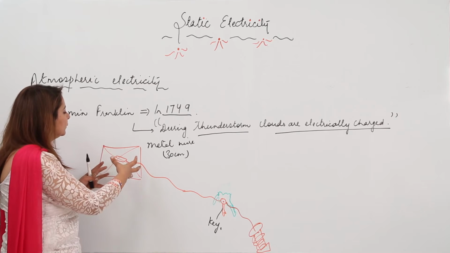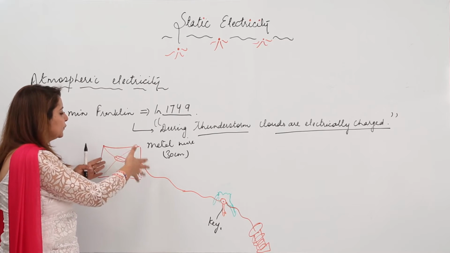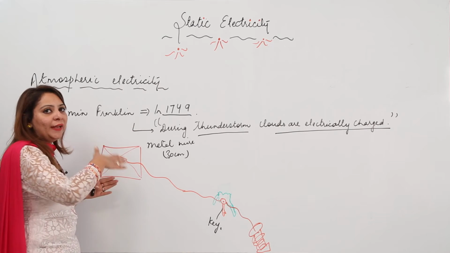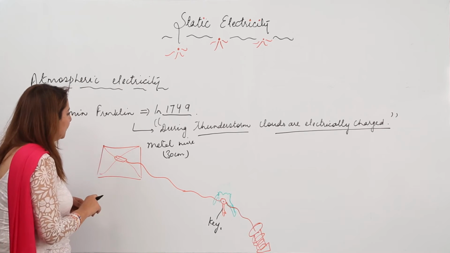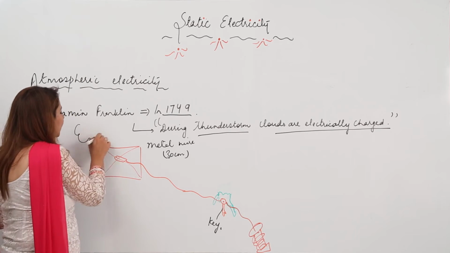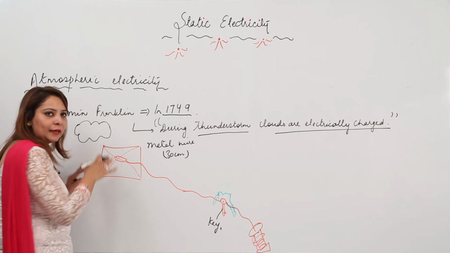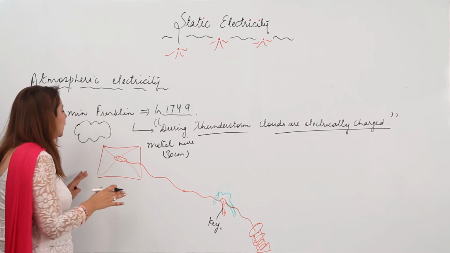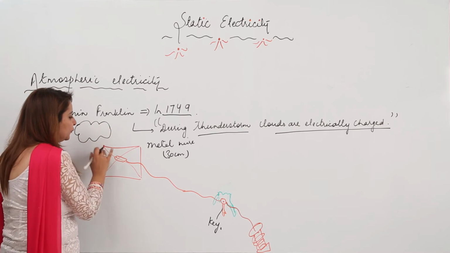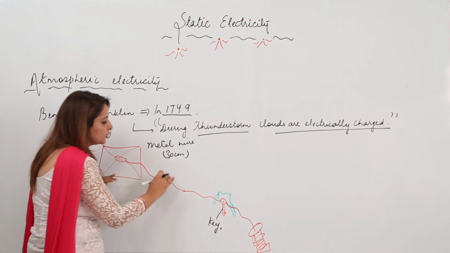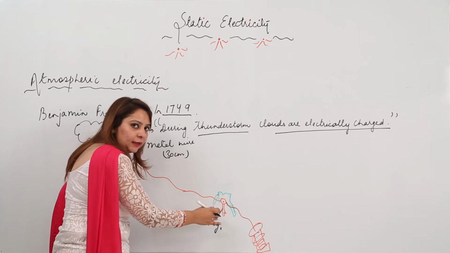Then he flew this kite. When the kite reaches a certain height during a thunderstorm, the clouds, whenever there is a thunderstorm, get charged. How did we come to know? Because the charge from this cloud gets transferred from the metal wire to the string and to the key, right?